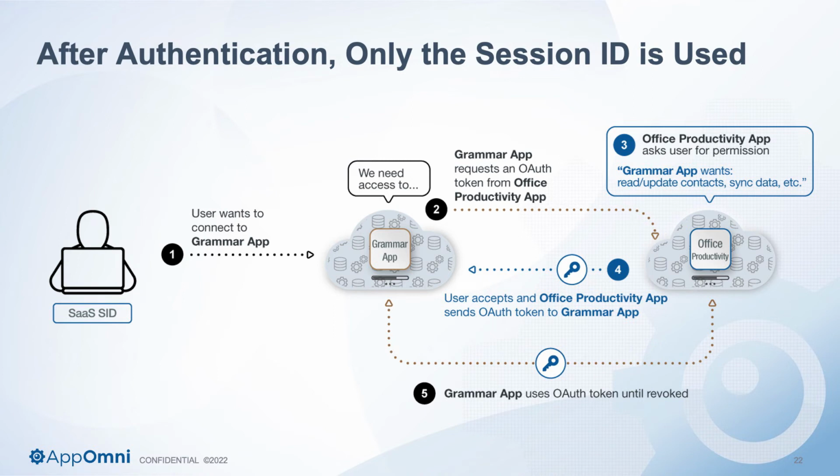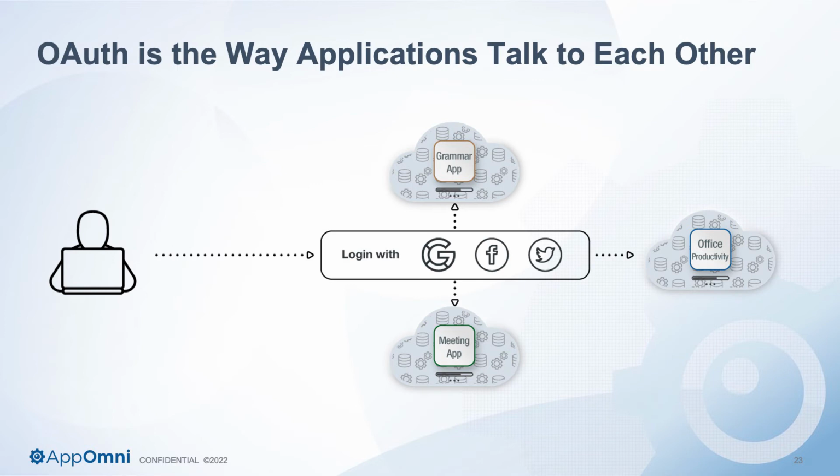This allows it to maintain API-based cloud-to-cloud communication without me ever having to log in. So the next day when I come into the office and I do my single sign-on strong authentication again, I don't have to go re-authenticate that grammar app. It just keeps running in the background because I've already granted it access once. This is not a bug. This is a feature. This is the way applications are meant to talk to each other.